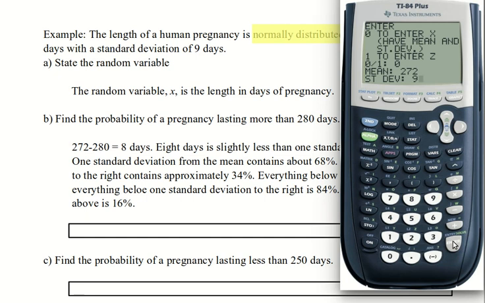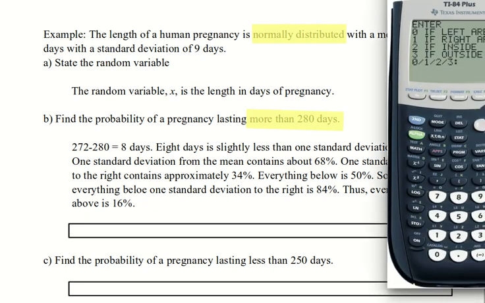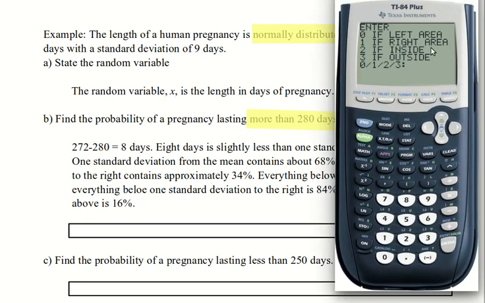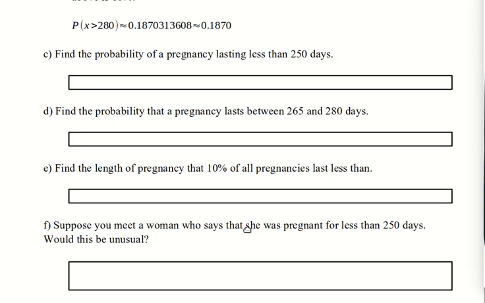So with that data entered and checked, we can now say, well, what are we interested in? We're interested in this question of a pregnancy lasting more than 280 days. Well, more than means to the right. So the area to the right is 1. And we're interested in being greater than 280. Press enter again, and it tells us that the probability is about 18.7%. So according to our calculator, about 18.7%.